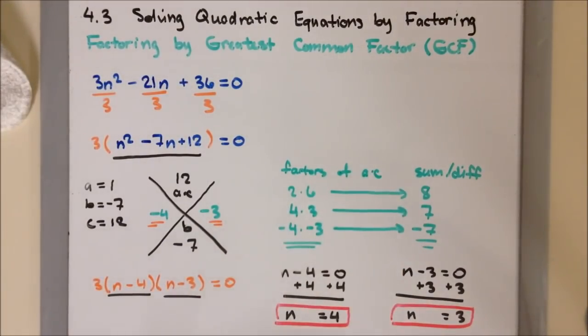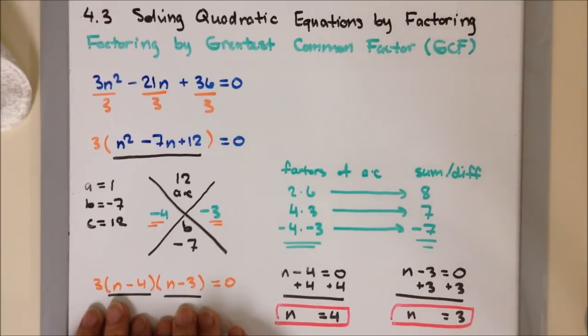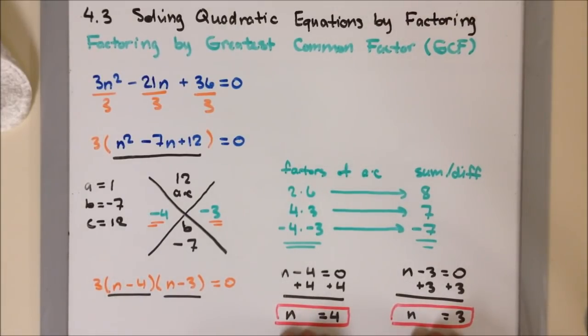Now again, if I ask you for factor form, it will be this one right here: 3 times (n minus 4) times (n minus 3). That will be your final answer for the factor form. But if I also ask you to find a solution, you include n equals 4 and n equals 3.